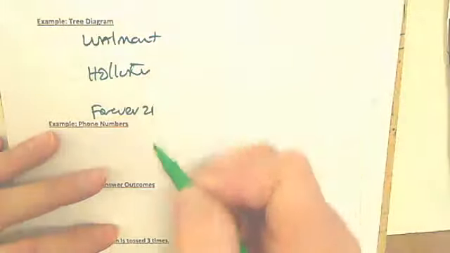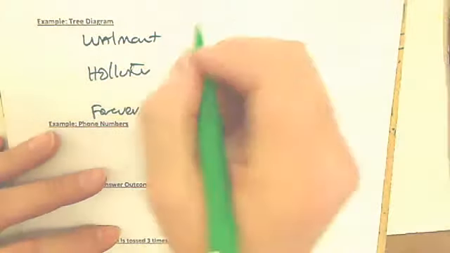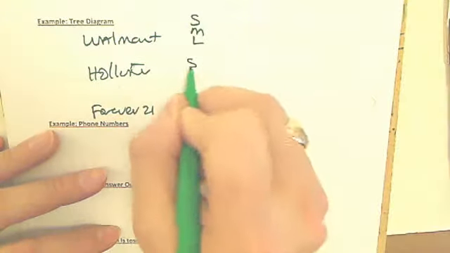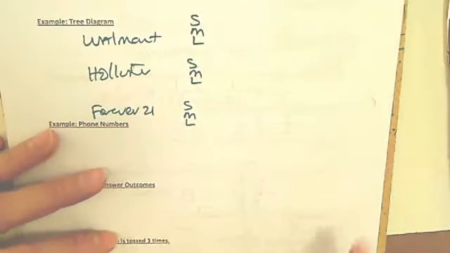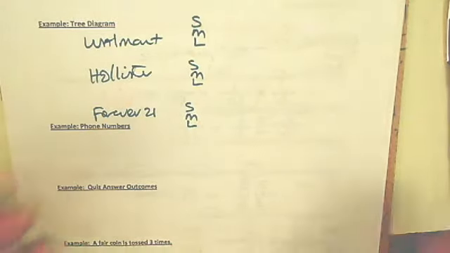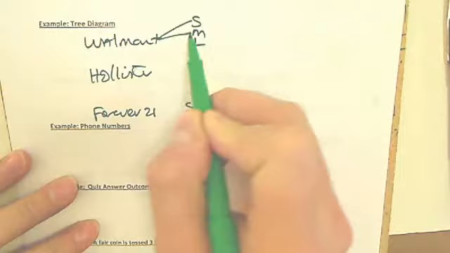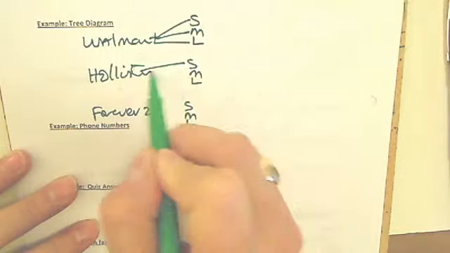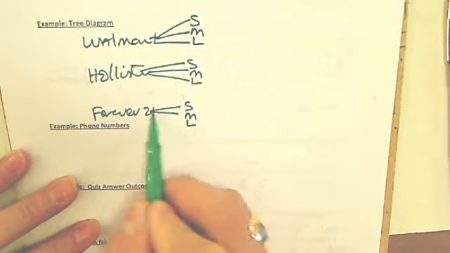Now, what are the 3 most common sizes at these stores? Shirt sizes. Small, medium, large. Those shirts are about 3 sizes too big or too small. So if you go to Walmart, you have the option of getting a small shirt, medium, or large. Hollister, same thing. Forever 21. So you have 3 options at the 3 stores.